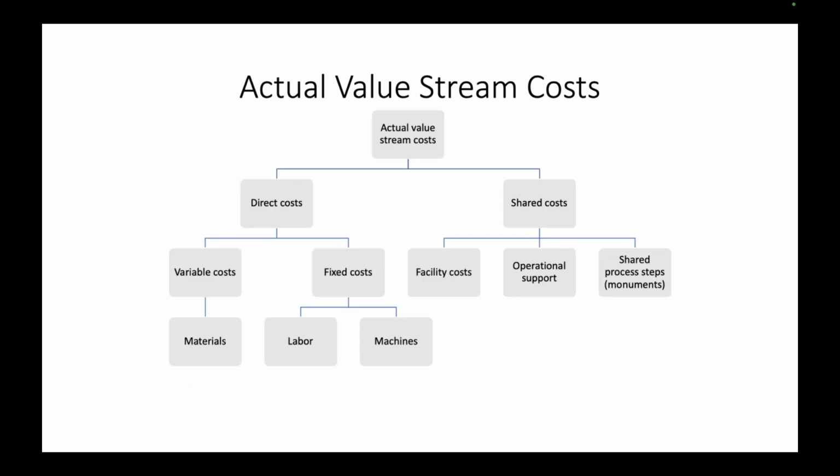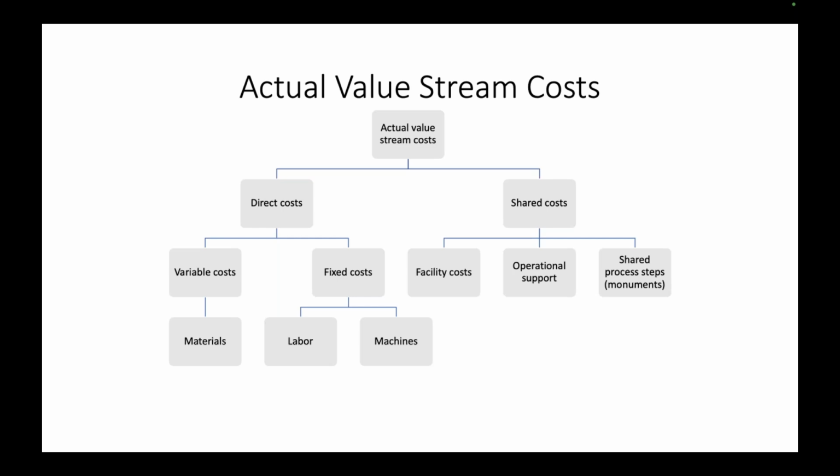The standard for a value stream P&L is actual costs. This is very similar to the starter set. You want to look at direct costs and split them between fixed and variable. What are your variable costs? Well, typically it's materials. You might have some others. Your fixed costs are labor and machines. That covers typically 80 or 90% of the expenses in any operational value stream. Then you have shared costs.